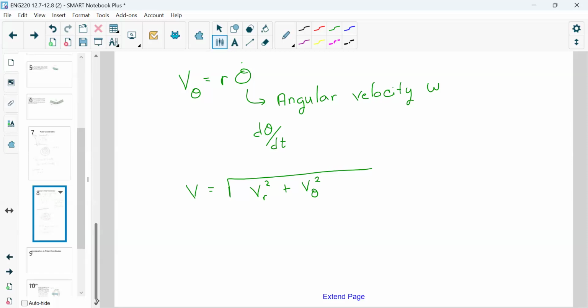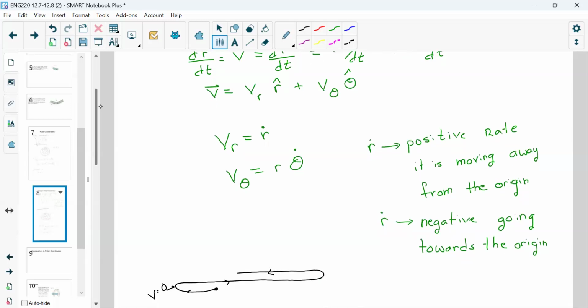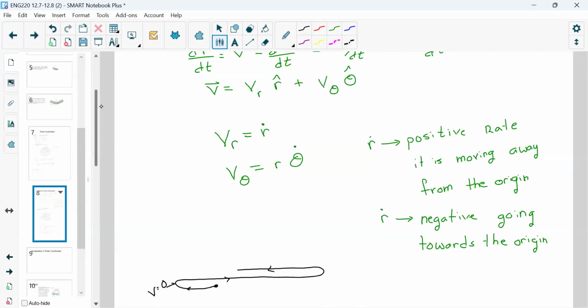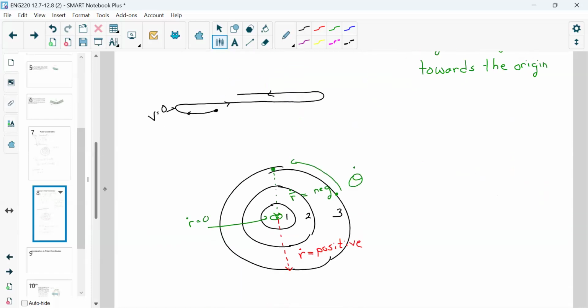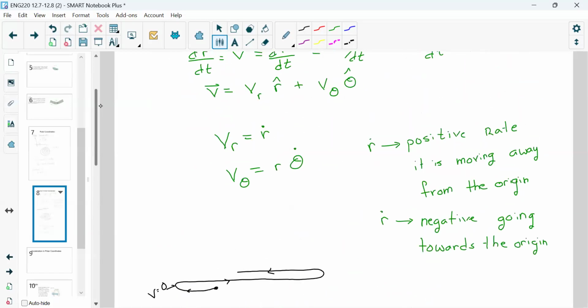How are we doing, Zoomers? You hanging in there? Yes. Is that supposed to be r squared theta dot? No, okay. I made a mistake. The r squared comes in when we're dealing with acceleration. Oh, okay. Did you guys all get that correction? All right.